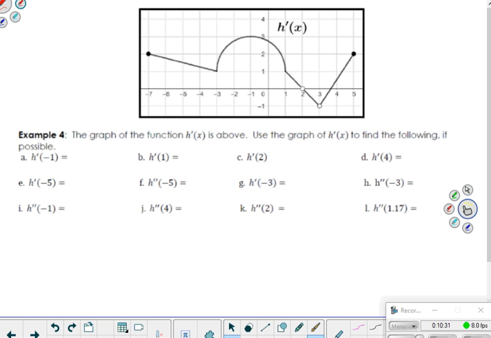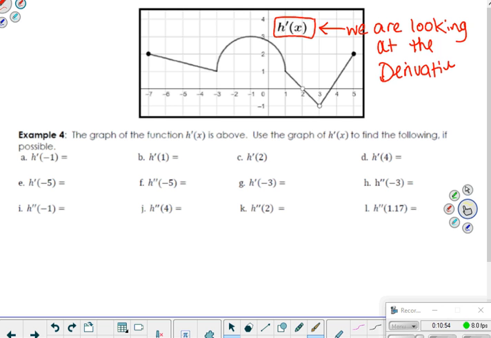Down below, the graph h prime is shown. The graph h prime, use the graph to find the following. So now, oh my goodness, we are looking at what graph? The derivative graph. Different than the original function graph. This is tricky. You've got to shift your mind a little bit. So I am looking at the derivative graph.